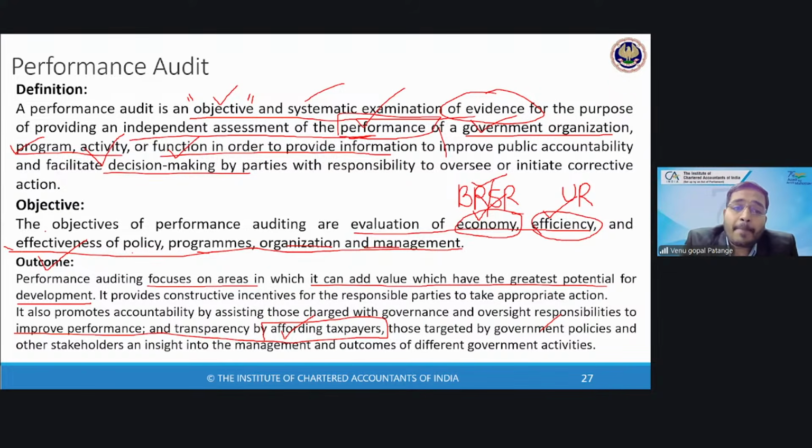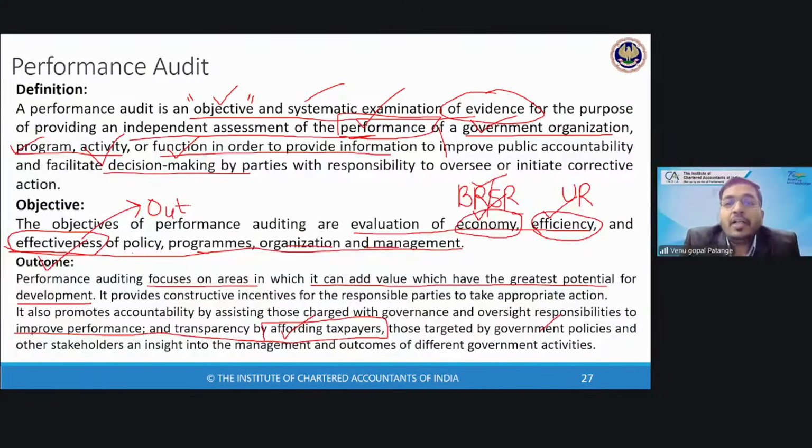Effectiveness is that for every rupee spent, the outcome you have expected, whether you have received the desired outcome or not. Before spending, there would be a plan. So if your output is matching with your plan, then your performance is good. The performance is effective. If your outcome is not as per the plan, it is less than the plan, then your performance is not effective.